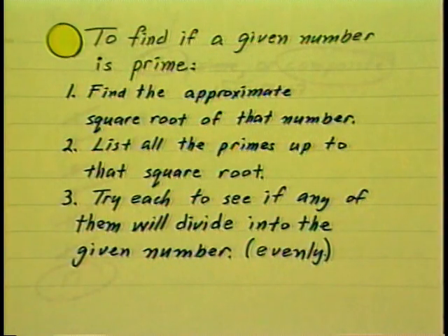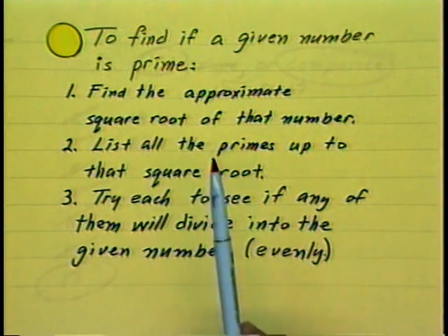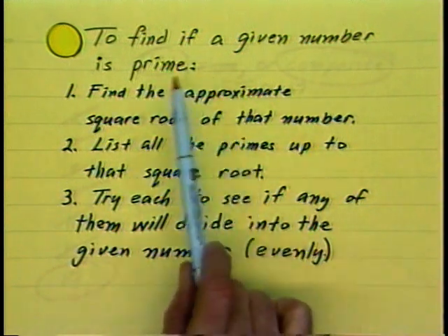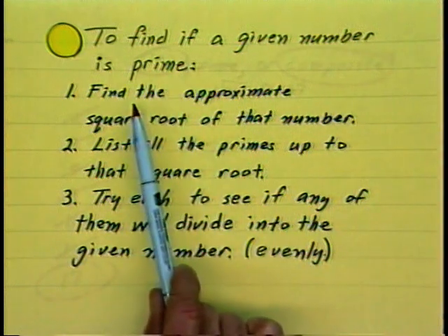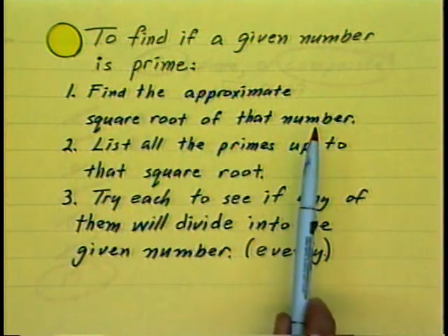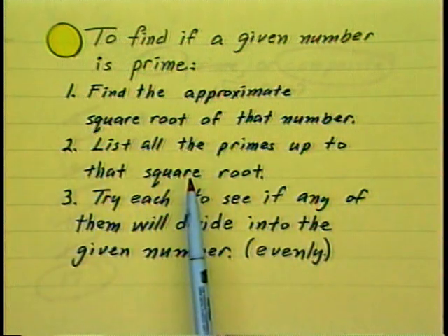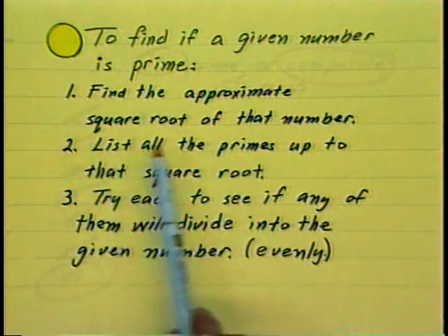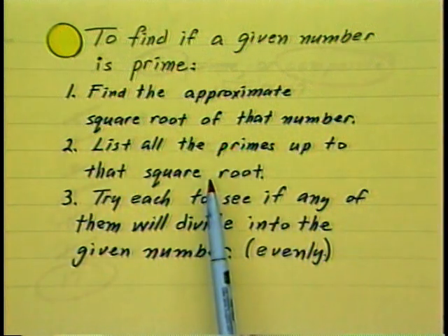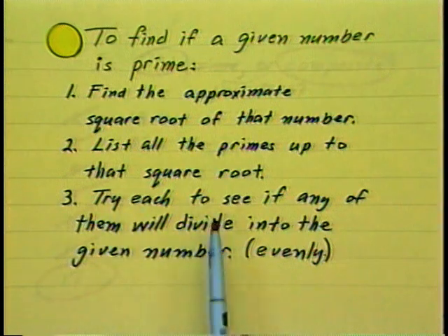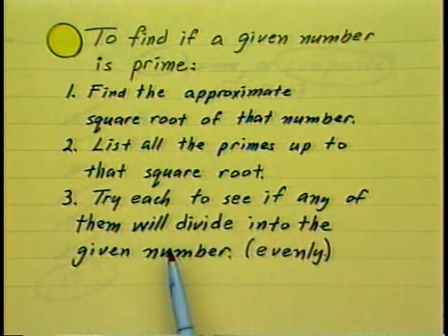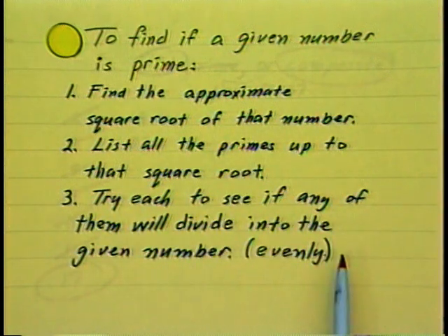So these three rules will make it quite easy to determine whether a given number, even a fairly large one, is prime or not. First, you find the approximate square root of the given number. List all the primes up to that approximate square root. And if you don't know the primes, then simply list all the whole numbers. Then simply try each of them to see if any of them will divide into the given number evenly.